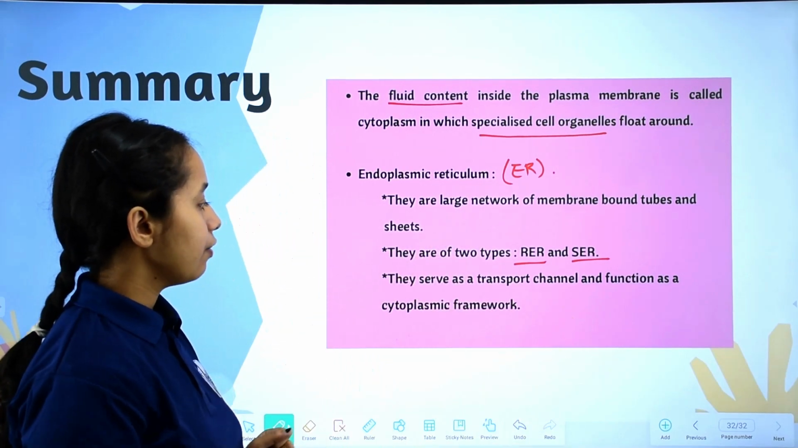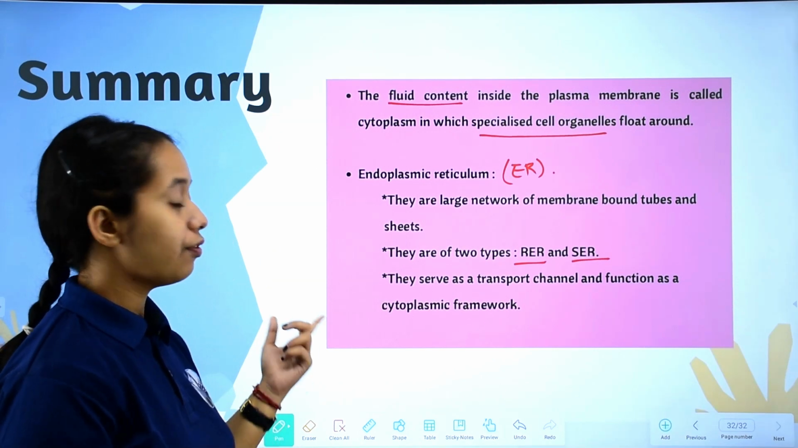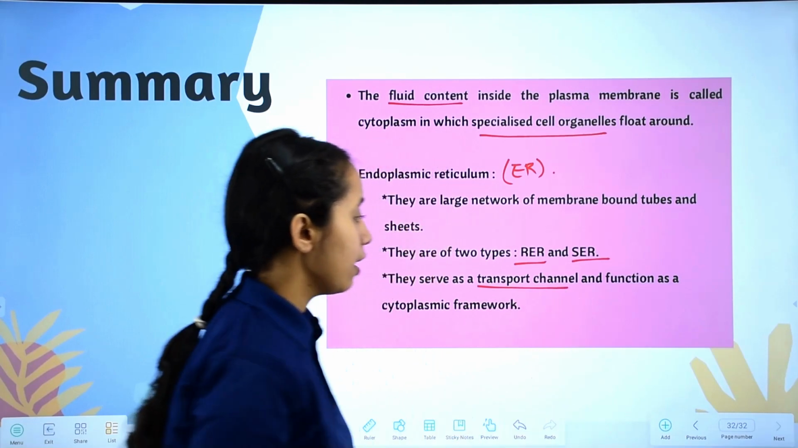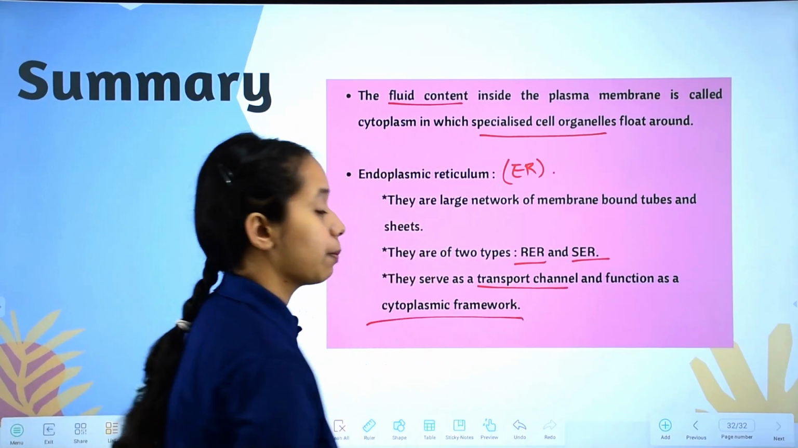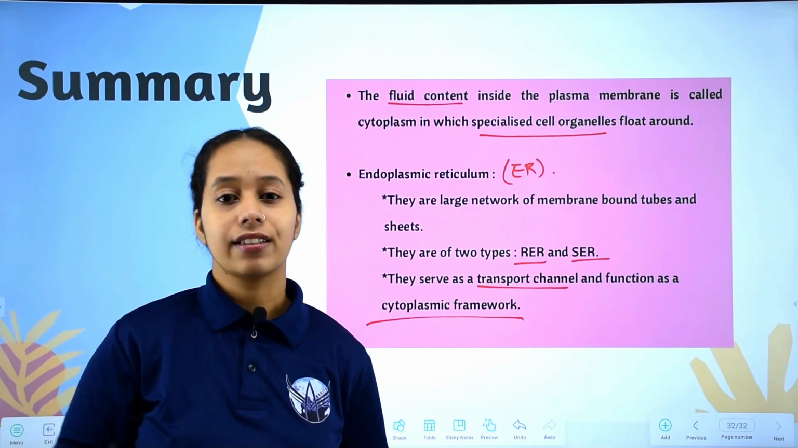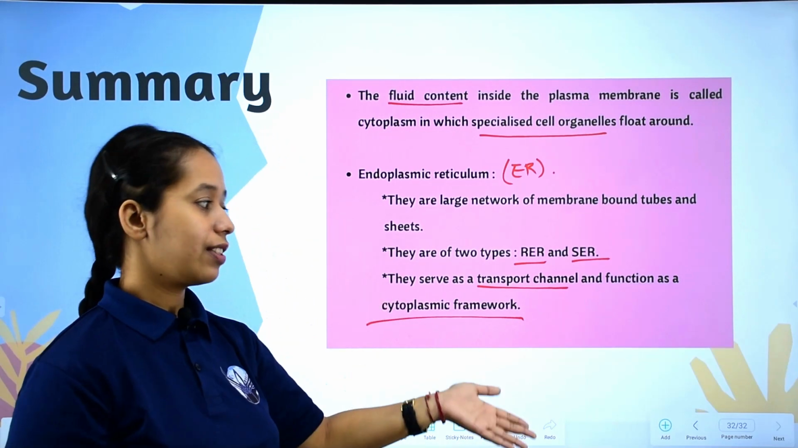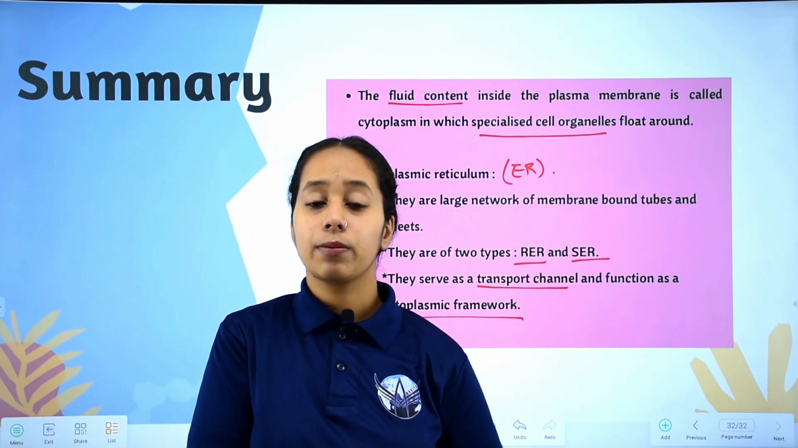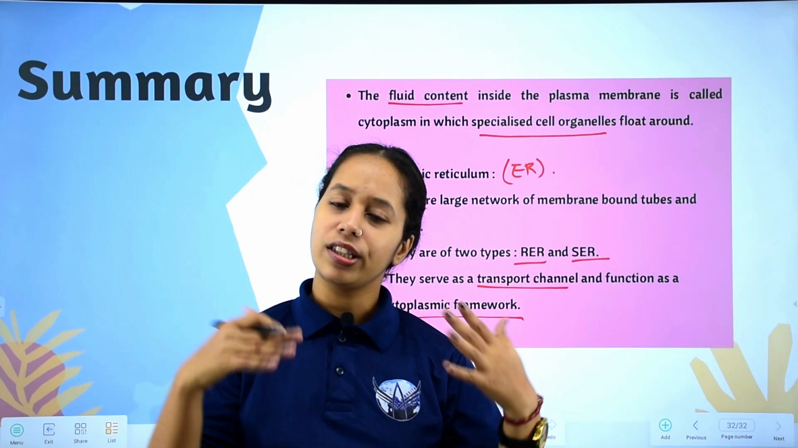Then number 3, they serve as transport channels. This is the function of ER. They serve as transport channels and function as a cytoplasmic framework, meaning they provide a surface for various biochemical activities inside the cell. This is everything that we studied in today's class, and in our next class we'll be going one step further and starting Golgi bodies, or the Golgi apparatus.